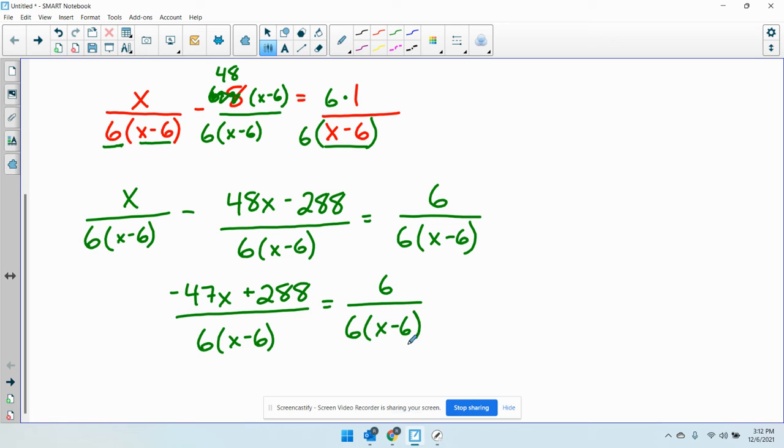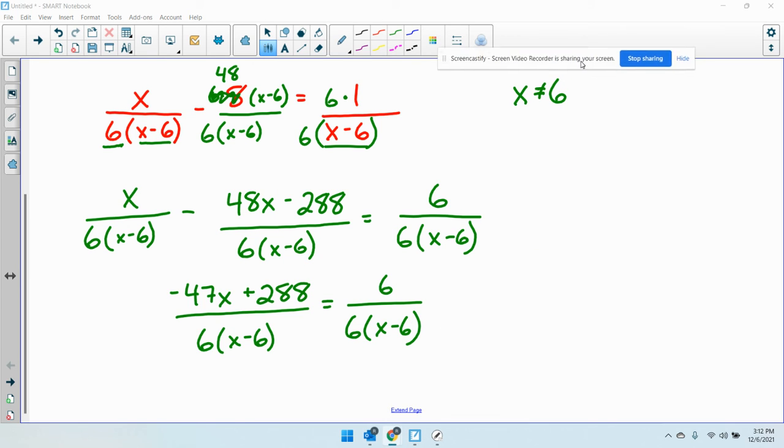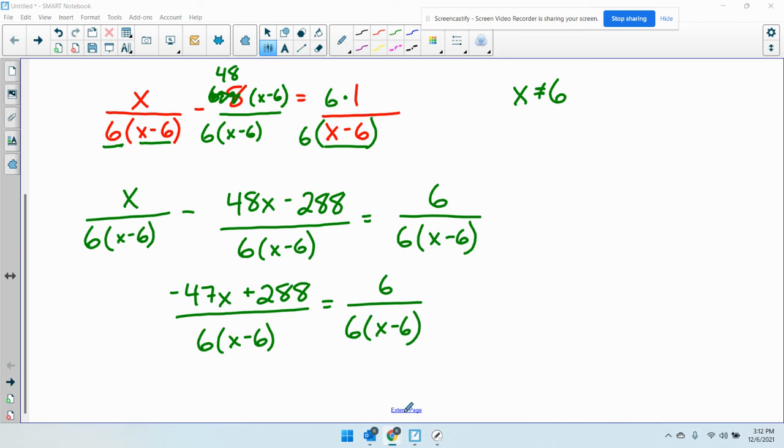When you have the same denominator on both sides, you really don't need them anymore, so you can just disregard them. Or technically, you can multiply both sides by 6 times x minus 6, and they'll both cross out anyway. Just know that in the end, since I have this issue in the denominator, x can't equal 6. We can't get 6 as an answer, because that'll give me 0 in the denominator. But if there's no issues besides that, we can just ignore them.